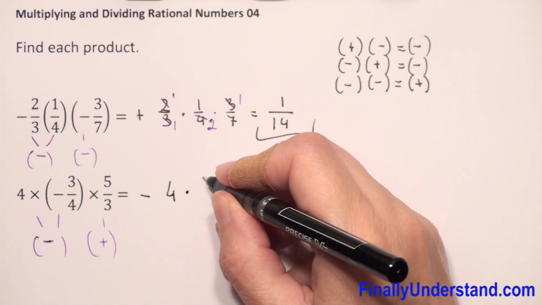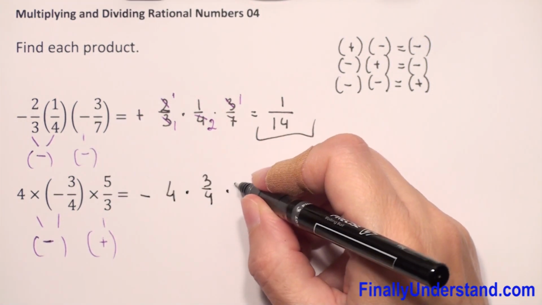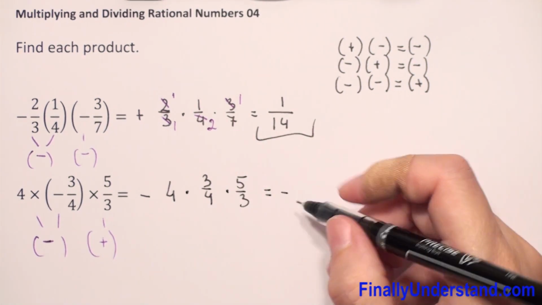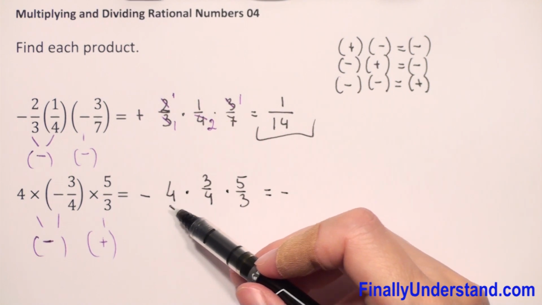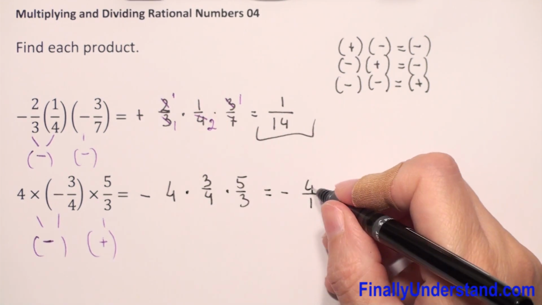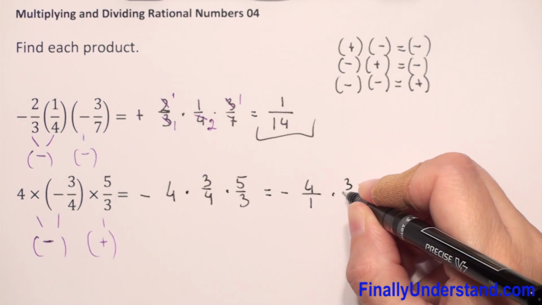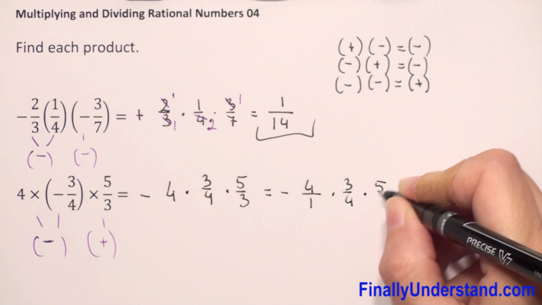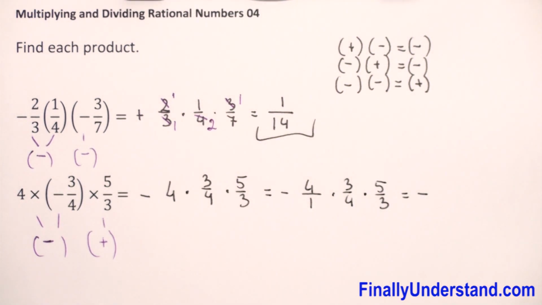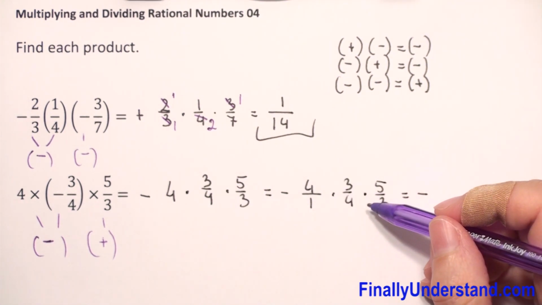4 times 3 over 4. We can take down parentheses now. Times 5 over 3. So this is equal. We copy the negative sign. We will change 4 to a fraction because we have fractions. So we have 4 over 1. We always write a whole number over 1 to make a fraction. Times 3 over 4 times 5 over 3. The negative sign we copy.